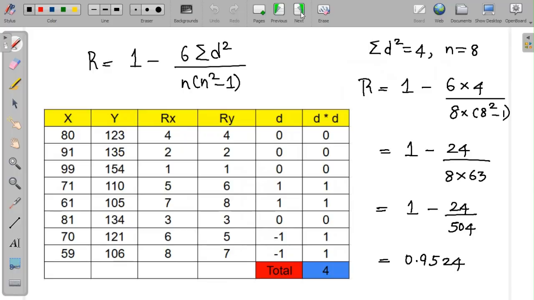So we have once again drawn up the table for the ranks for X and Y. We have found the differences. We have squared the differences and we added up the squares. The answer comes down to 4.